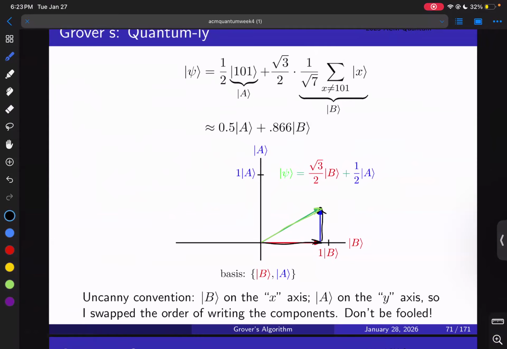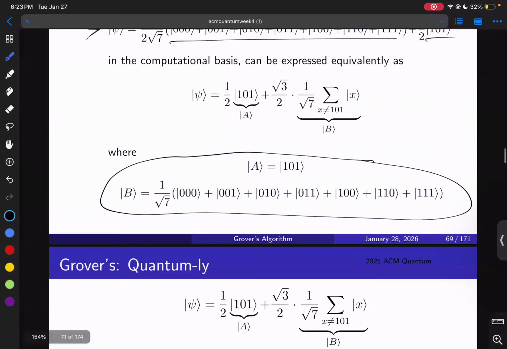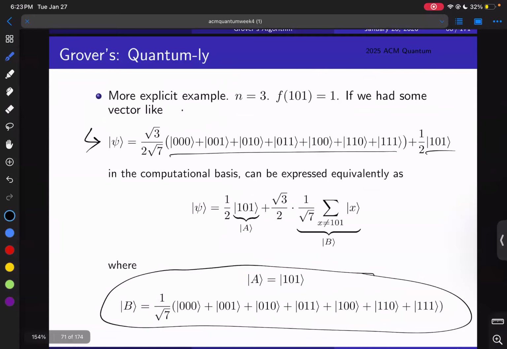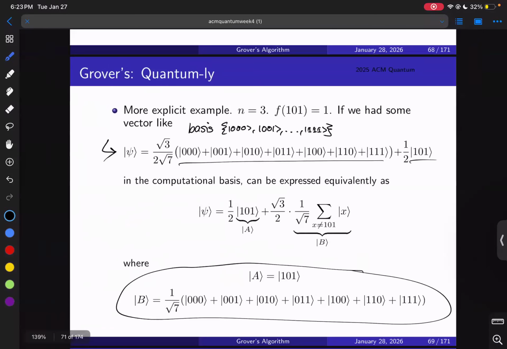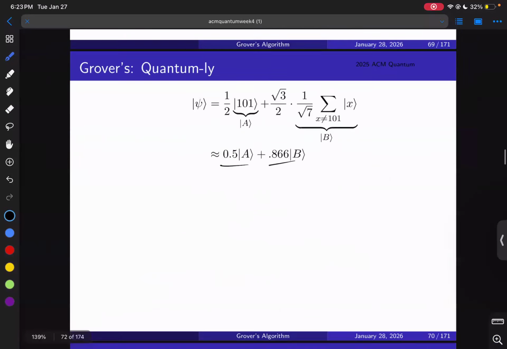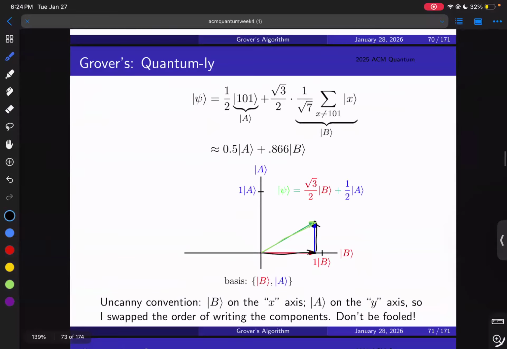I'll also say we reduce the dimension, because in this original expression, the basis was 0, 0, 0, 0, 0, 1, all the way to 1, 1, 1, which is an 8-dimensional basis. By changing it to the A and B basis, it's now a 2-dimensional basis. Basis and dimension. And because it's 2-dimensional, we have the geometric picture.